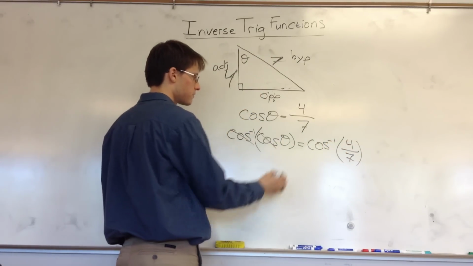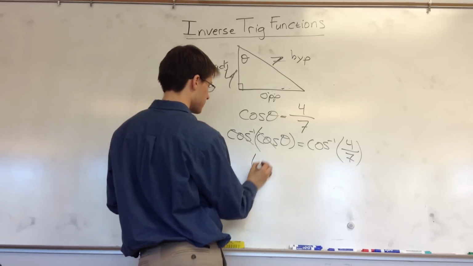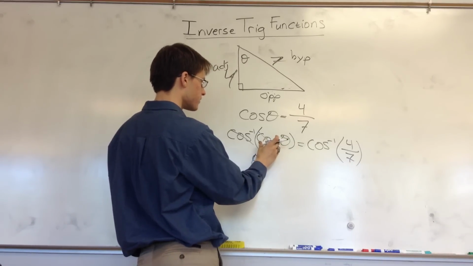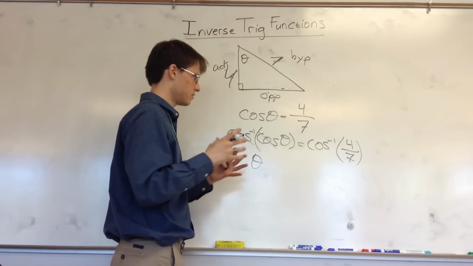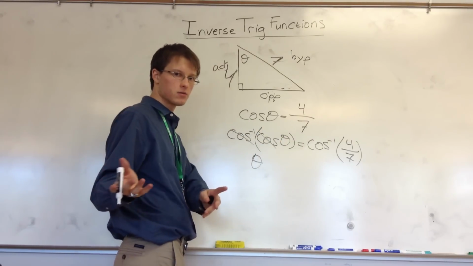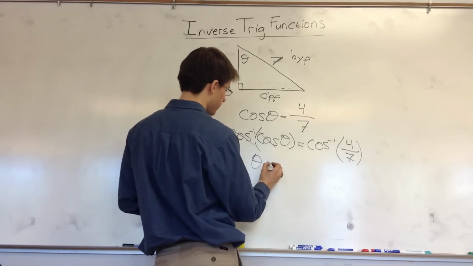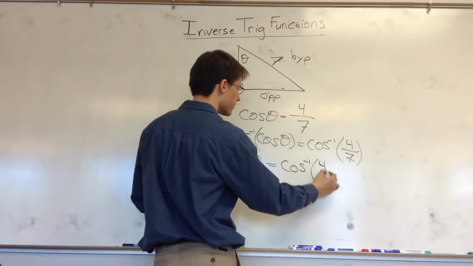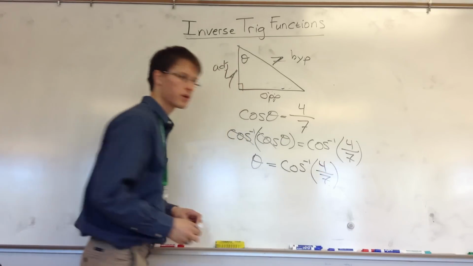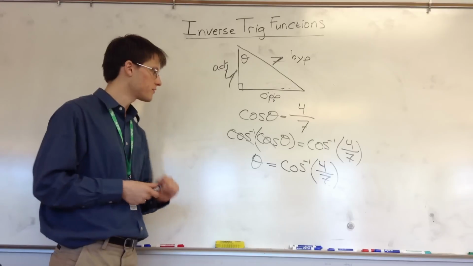The inverse cosine cancels with the normal cosine because it's essentially doing the reverse of, if you take an angle and you take its cosine, then you take its inverse cosine, you end up with the angle. So we're left with the angle, and we have the inverse cosine of 4 over 7. And now you just plug this into your calculator, and you're all set.